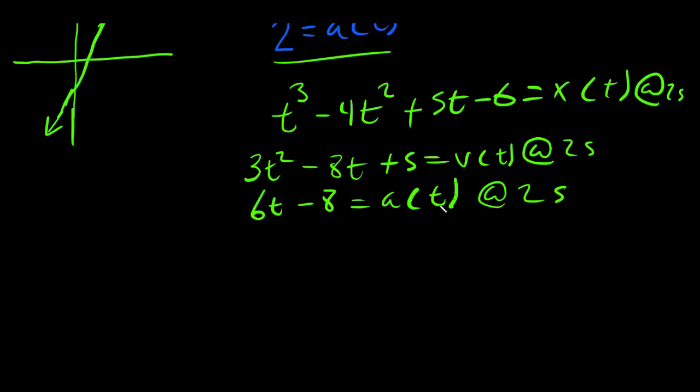Acceleration is the rate of change in your velocity. Let's just solve this at 2 seconds. This is 4 meters per second squared. Meters per second squared is the unit that you use. Every time that you have acceleration, it's meters per second squared, every time.